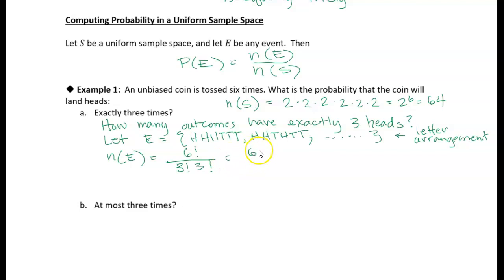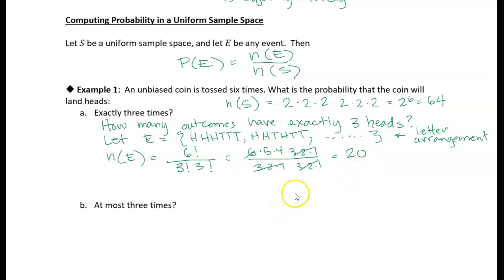All right, so we can multiply all that out. 6 times 5 times 4 times 3 times 2 times 1 over 3 times 2 times 1 times 3 times 2 times 1. Okay? And let's get some cancellations. We can cancel 3 times 2 times 1 with the 6, so we end up with 20 ways.